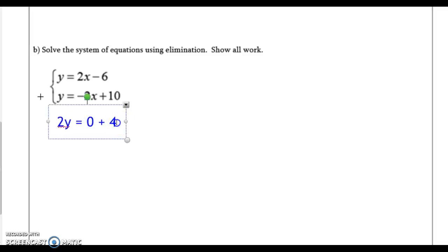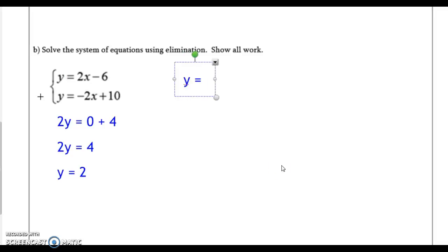Well, this individual equation is actually pretty easy to solve. 2y equals 0 plus 4, which is 4. And if I divide both sides by 2, I get y equals 2. I can take that information, the y equals 2, and I can substitute it into any equation that I want. I think I'm going to do the first equation because that doesn't have a negative 2. It has a positive 2.